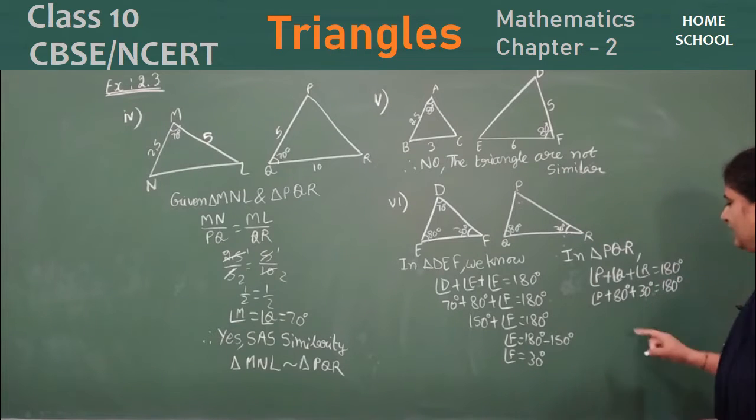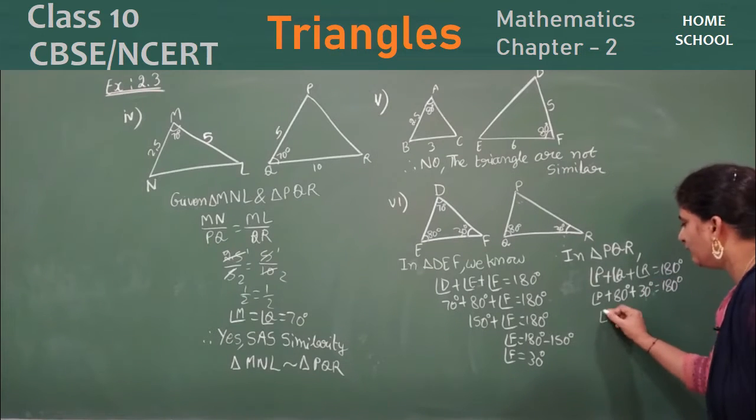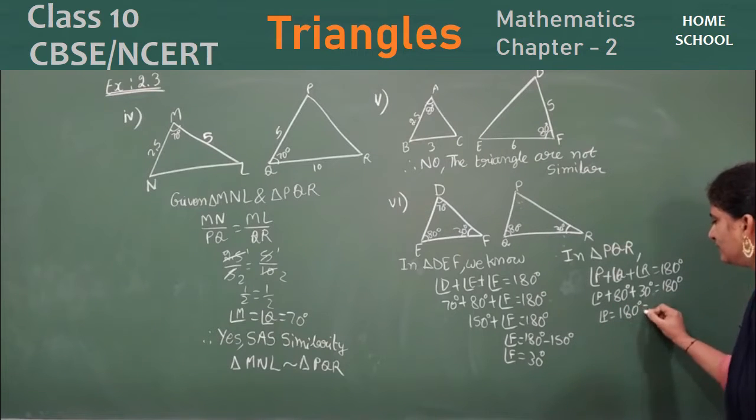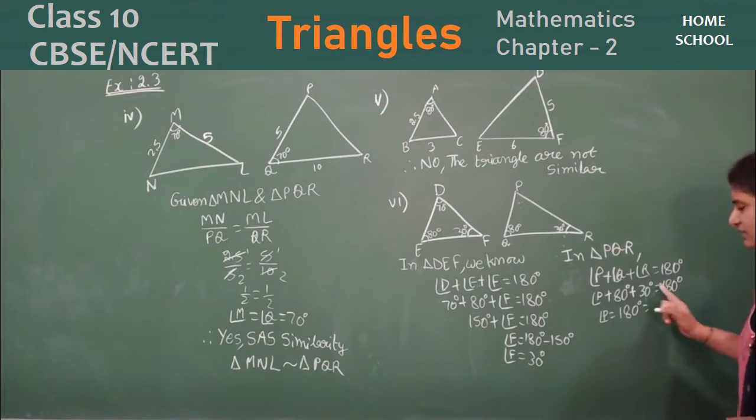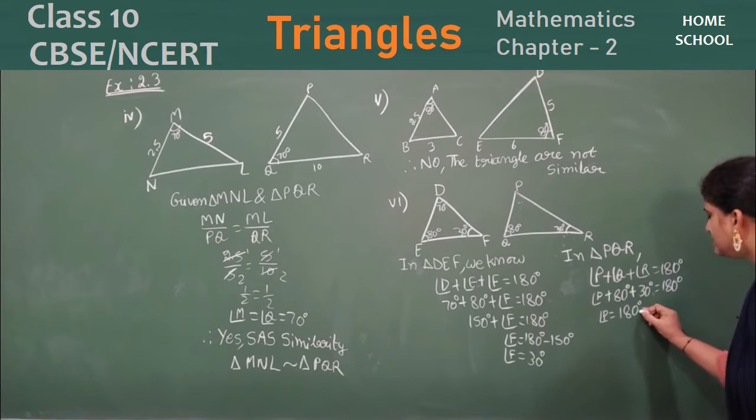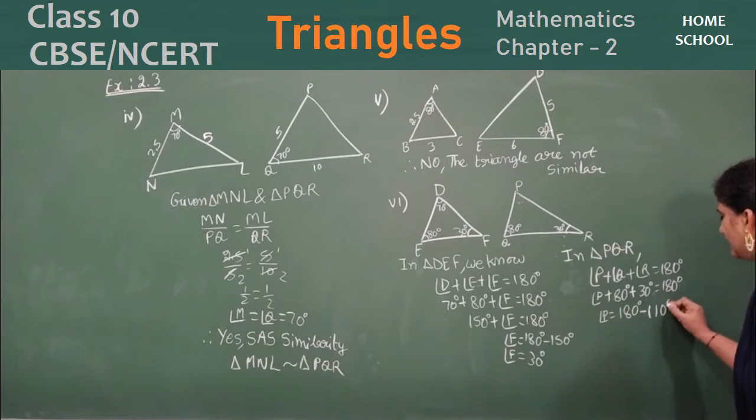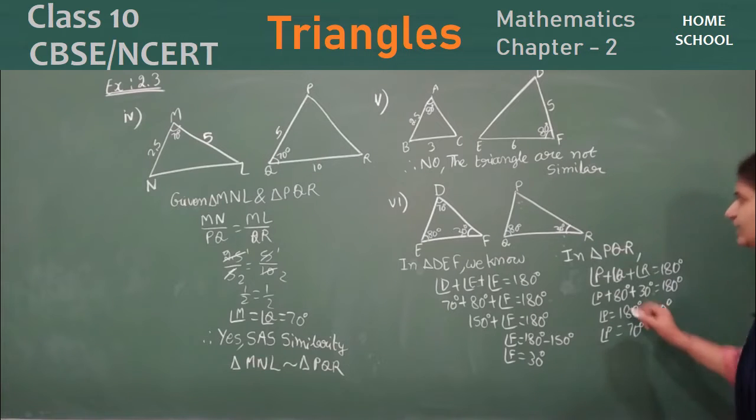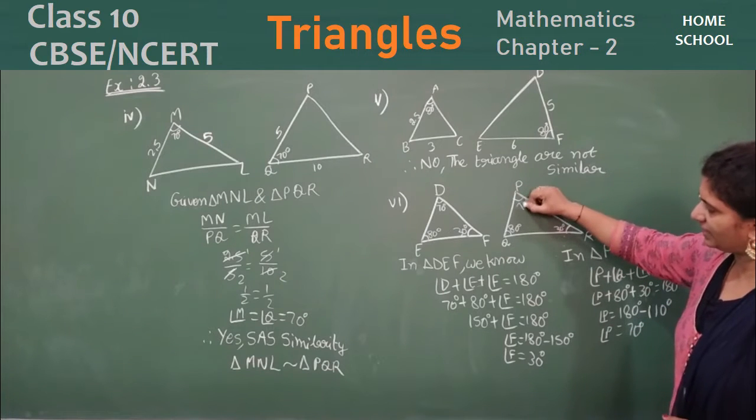That makes 180. 80 plus 30 will be 110. So this is 110. Sending it to the other side, it is plus 110. If it comes to this side, what happens? Minus 110 degrees. That means angle P is equal to 70 degrees. So right here, 70 degrees.